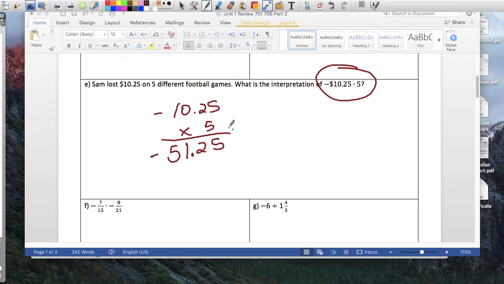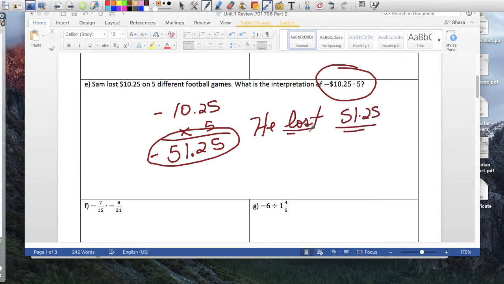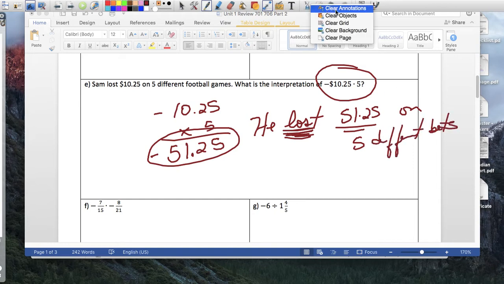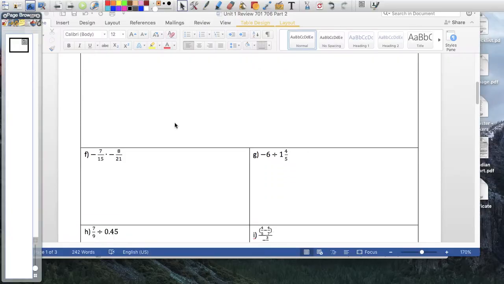So it's negative. So why is a number negative? Because it tells me that in the context of this story, he lost $51.25, right? He lost, and here's my negative in terms of story-wise. I'm going to use loss to represent my negative sign. So he lost $51.25 on 5 different bets. Moving on.